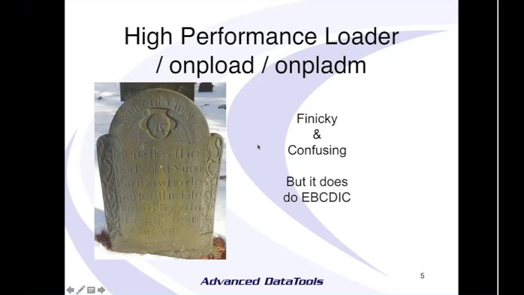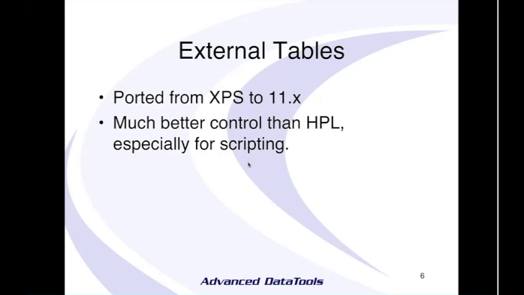The high-performance loader, I think, should be taken out in the backyard and shot. Now that they're external tables, they are a lot easier to work with. The high-performance loader is finicky and confusing, but it does do EBCDIC. So that's probably the one reason to hang on to it. External tables. These are from the XPS world, which was version 8, and were ported in version 11. You get a lot better control over what you're trying to do, especially in a scripting environment. And we'll show you some examples getting into that.